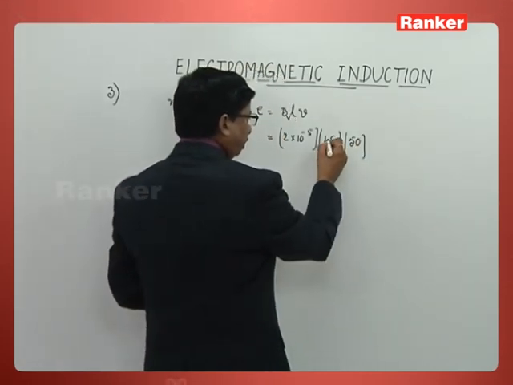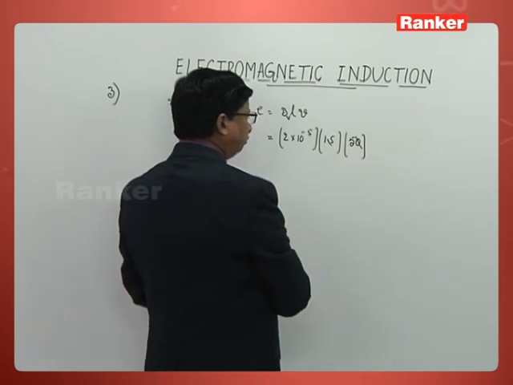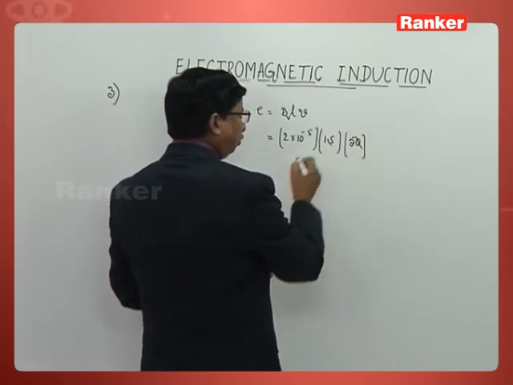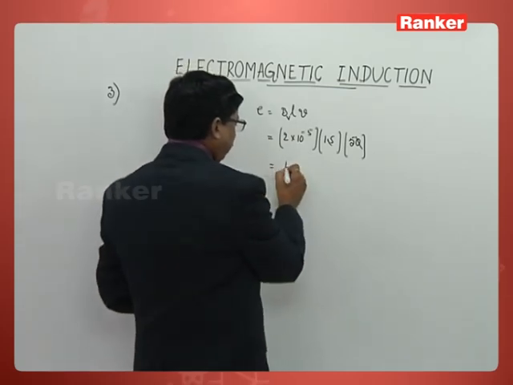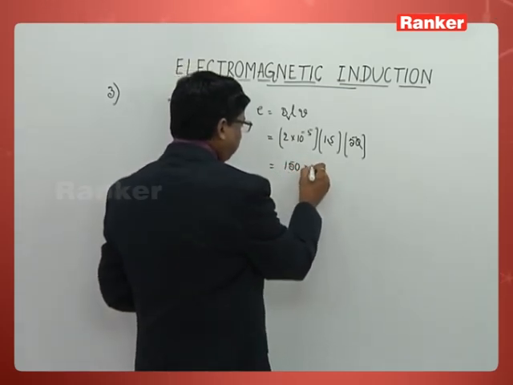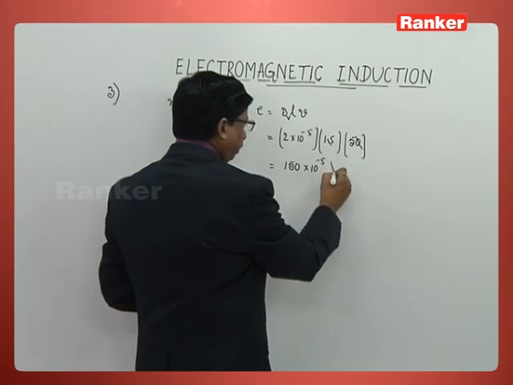Now in fact we can cut this decimal with this 0, and 5 into 15 is going to be 75 into 2. It's 150 into 10 power minus 5. In fact, it is in volt.